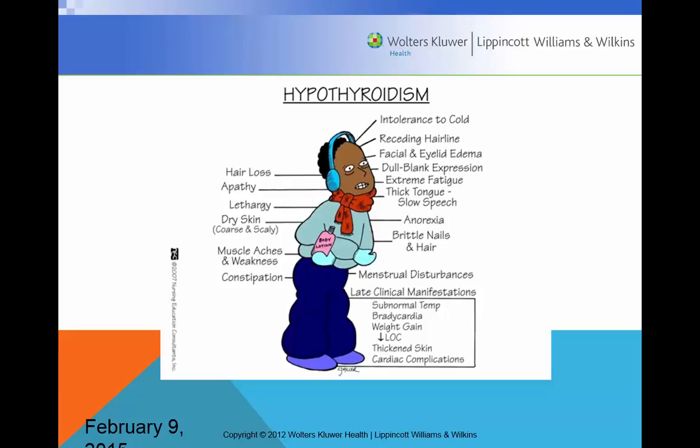Brittle nails and hair, menstrual disturbances, constipation, muscle aches and weakness, dry skin, lethargy, apathy, and hair loss. So everything's slowing down. I think we decided we were going to call him maybe Bo Slow, but Flo Slow was what I came up with. Late clinical manifestations are subnormal temperature, bradycardia, weight gain, a decreased level of consciousness, thickened skin, and cardiac complications.